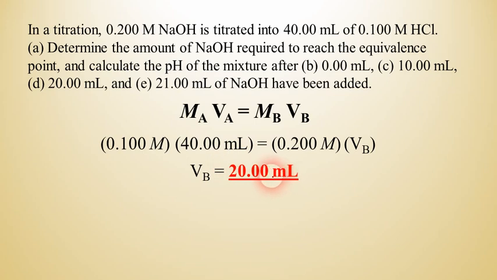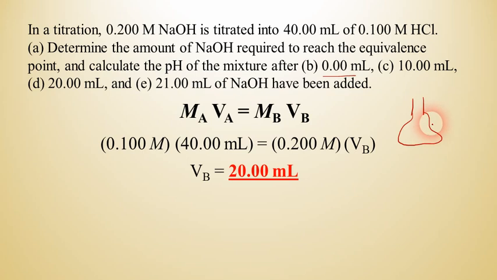So we can kind of write that down and think about that, because we may come back to that a little bit later. Now in part B, it tells us calculate the pH of the mixture in the Erlenmeyer flask, that is, down here at the bottom of the titration, after 0 milliliters of base have been added.